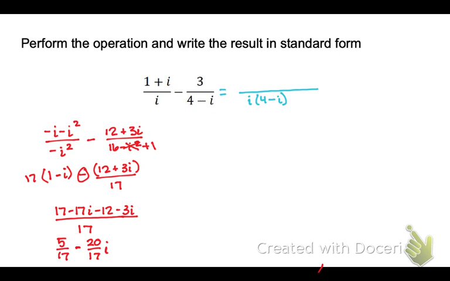Okay, so I need to multiply the left by 4 minus i, yes? And I need to multiply the right by what? i. And this is a negative 3. Okay, so over here, I'm going to get 4 plus 4i minus i squared. And then minus 3i from here. Okay, so let's see. In the bottom, I have 4i minus i squared.